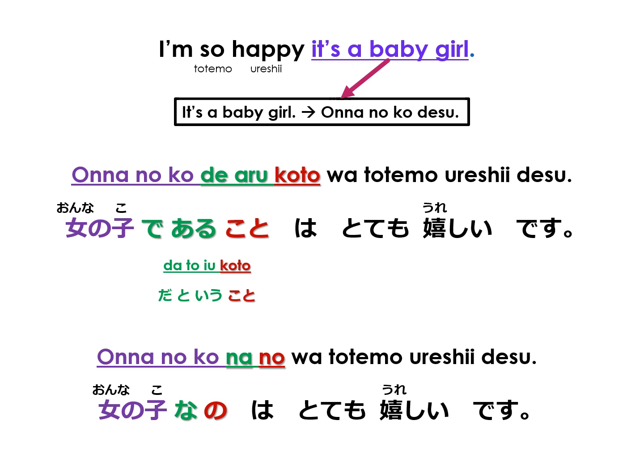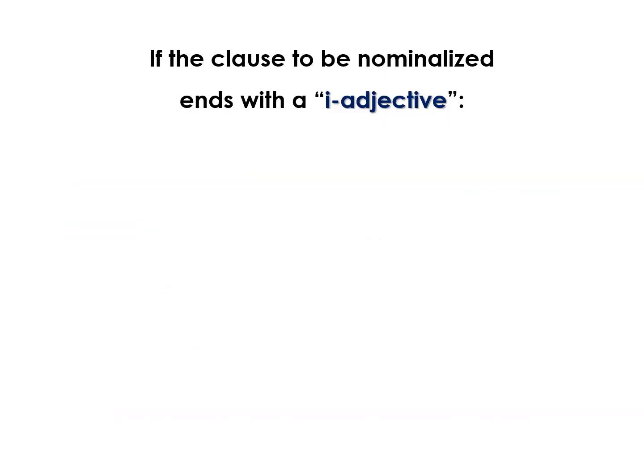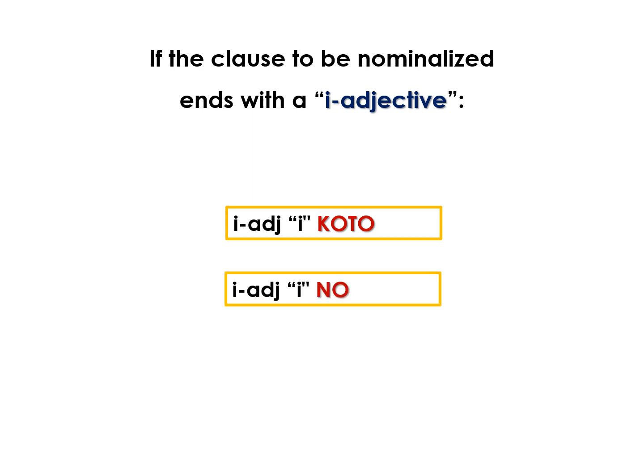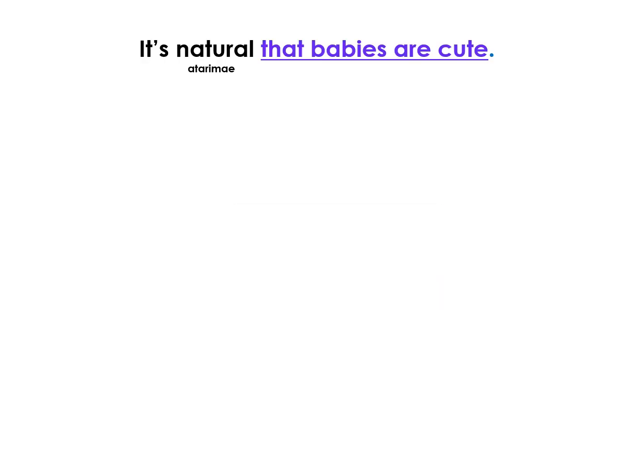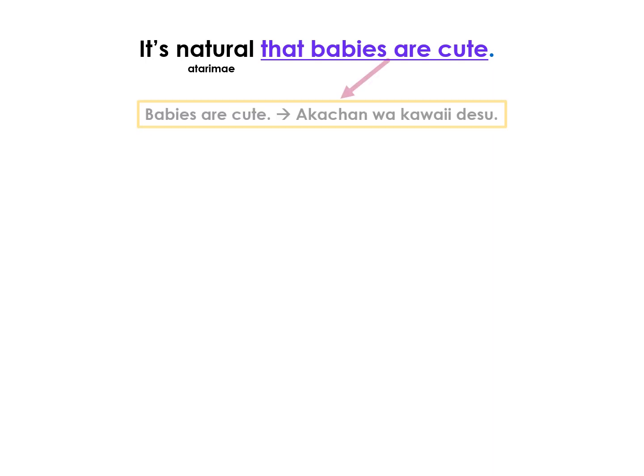If the clause to be nominalized ends with an E adjective, there's not much to remember. You simply put the E adjective directly before koto or no when nominalizing. Example, the sentence, "It's natural that babies are cute." That babies are cute needs to be nominalized.